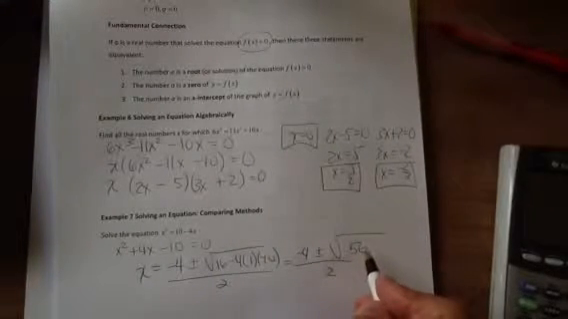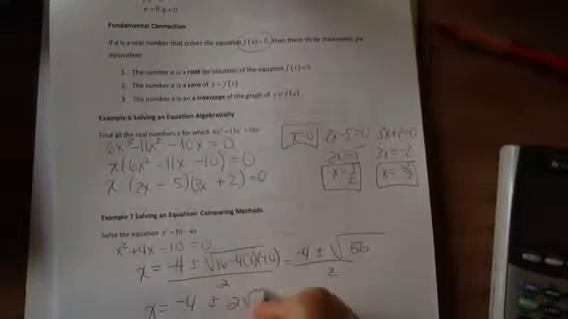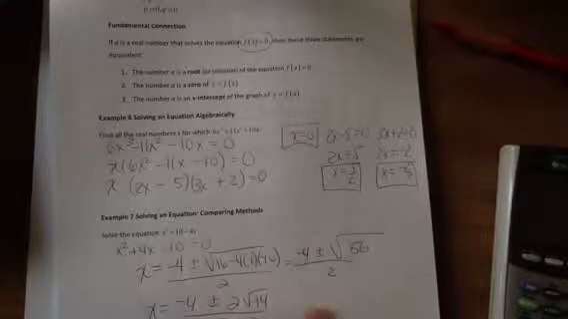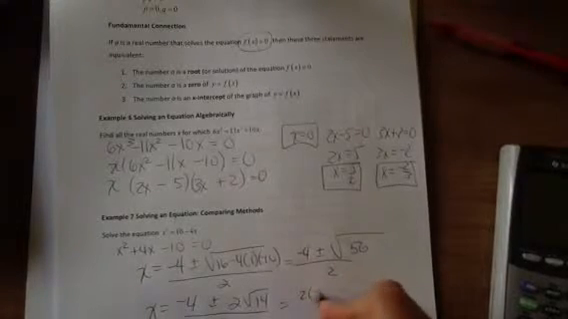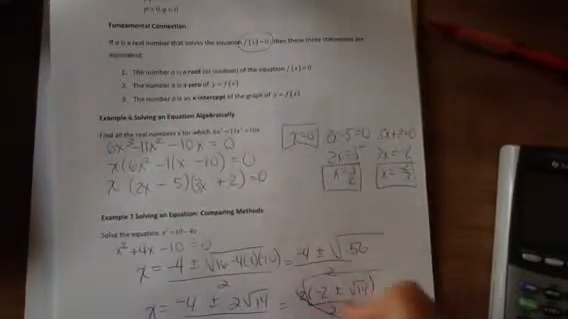Now that ends up being 4 times 14. So what I have here is negative 4 plus or minus 2 square root of 14, all over 2. And now if I factor out the 2, I can actually get negative 2 plus or minus the square root of 14 over 2. And here's my final answer.